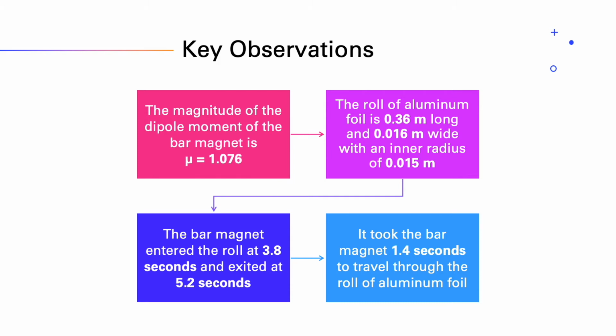So now for the data. The key observations here: the magnitude of the dipole moment of the bar magnet that I use in my simulation is 1.076. The roll of aluminum foil is 0.36 meters long and 0.016 meters wide with an inner radius of 0.015 meters. And the bar magnet entered the roll at 3.8 seconds and exited at 5.2 seconds, which means that it took the bar magnet approximately 1.4 seconds to travel through the roll of aluminum foil.